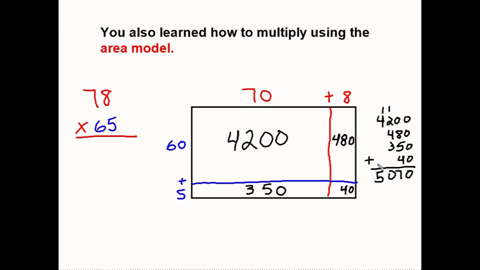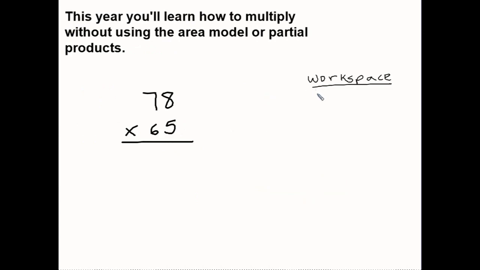And these are the two ways you learned how to multiply last year. You used the area model, and you should have used partial products. It's basically breaking up the numbers and using compatible numbers, or numbers that are easy to multiply, to get your answer. Okay, this year you're going to be doing it a little bit different, but it's really still the same.